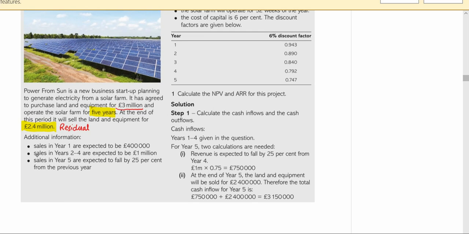Additional information: sales in year one are expected to be 4 million, so this is the cash flow. And for years 2 to 4, 1 million cash flow. At year 5, sales are expected to fall by 25% from the previous year, so the remaining will be 75%. So we take 1 into 0.75, so it will be 0.75 million.